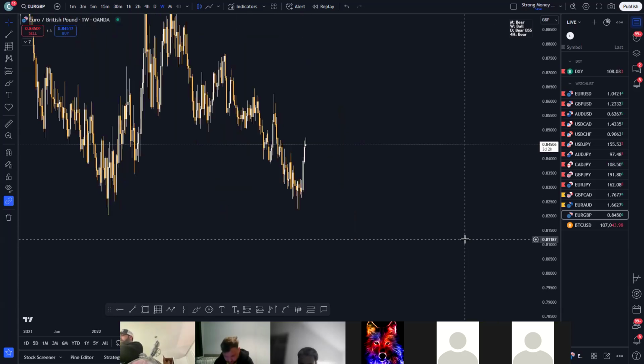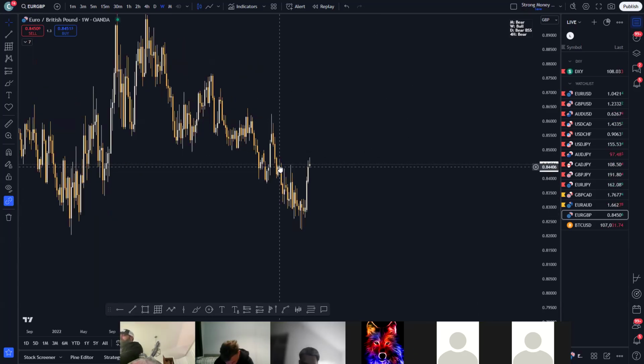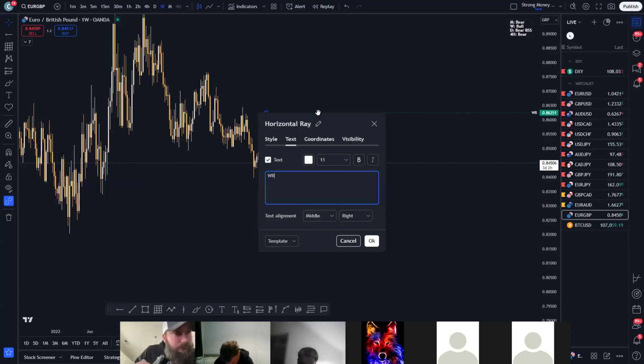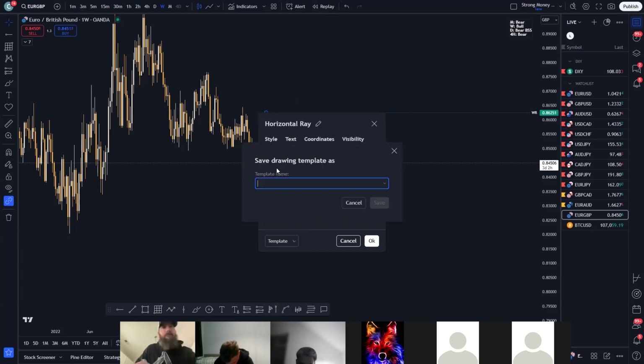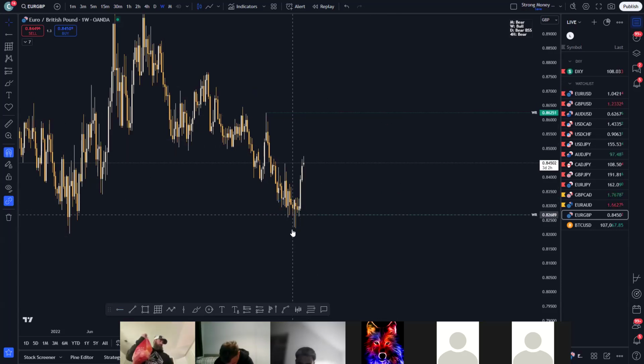Right, okay, so Euro GBP weekly range, just taking out that weekly high. Weekly range is probably there to there. Mark that one on. So let's take that as a weekly, and then we call it a weekly range. Save as weekly range. Put them on there.